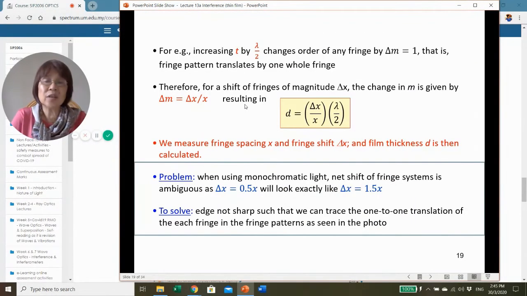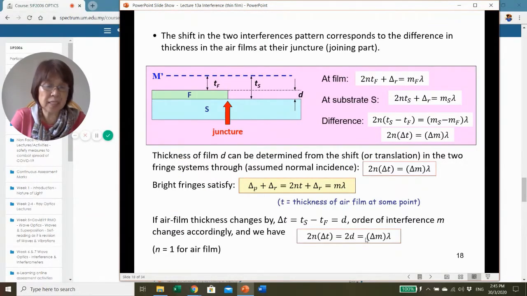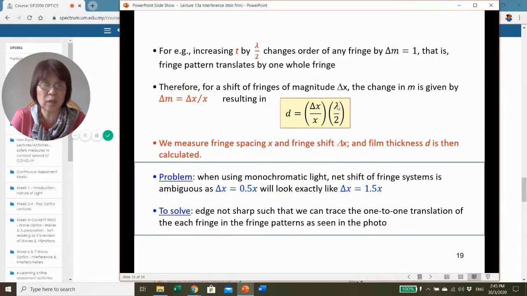Okay, so in other words, now our D will be equal to delta M lambda over 2, with delta M replaced by delta X over X. So if you measure the fringe spacing and then you measure the fringe shift, of course, you can determine the thickness of the film. However, there is a problem though.